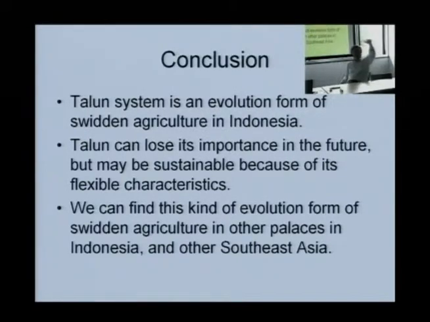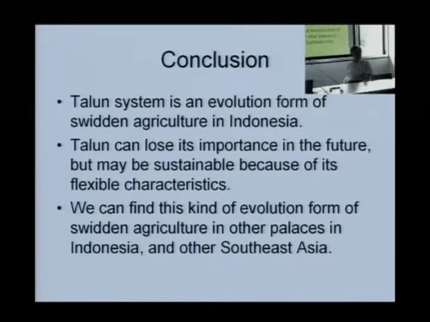So in the first stage, swidden agriculture has a type that is not different from common swidden agriculture. People will move from one place to another place after 5-year land use. So people cut the trees, slash and burn, and plant dry rice, and get the harvest. And 5 years later, they move to another place. And 20 years later, they will go back to the original place. That is the original simple swidden agriculture type.